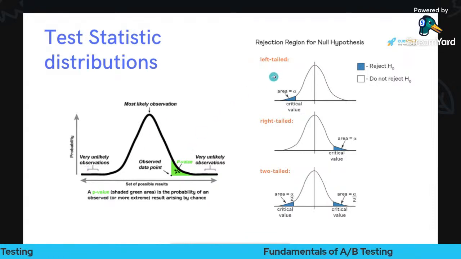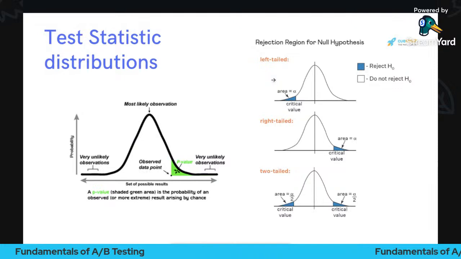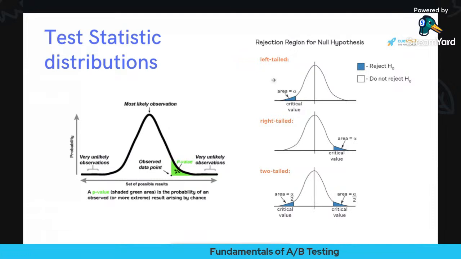There are specific kinds of tailed tests that we have. There could be a one-tailed test or a two-tailed test. A lot of organizations use one tail, and a lot could use two tail. It totally depends on the conditions the particular organization or entity has set for themselves.